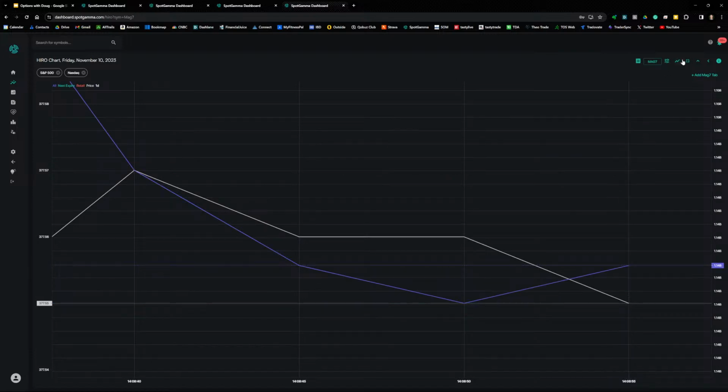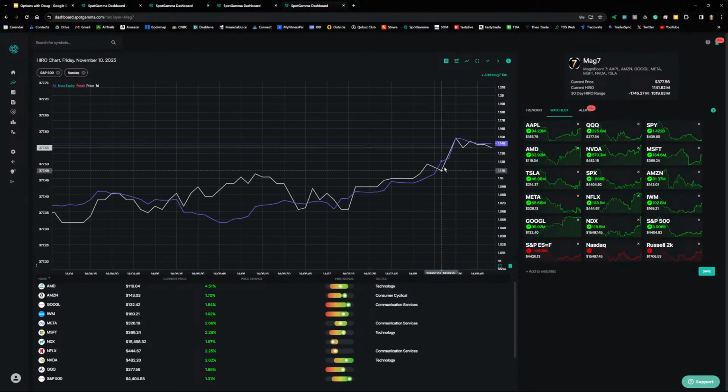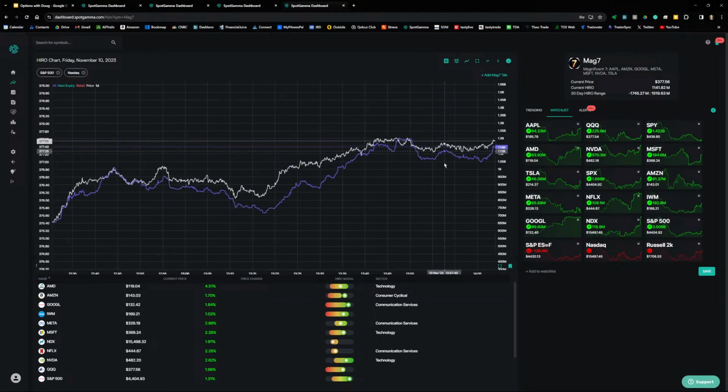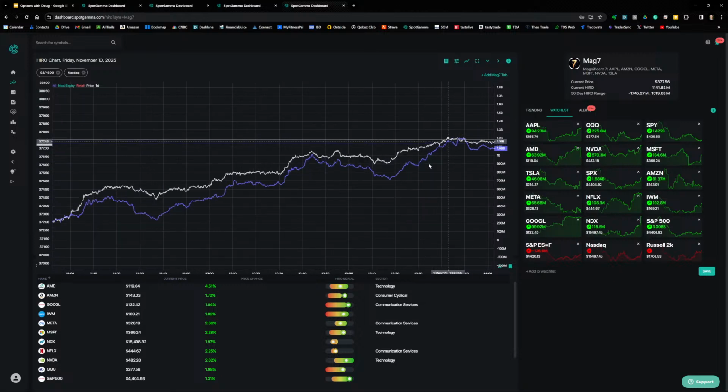Sorry about that, nothing I did. As far as I know, SpotGamma is still working on this issue. All right, so there's the Magnificent 7.